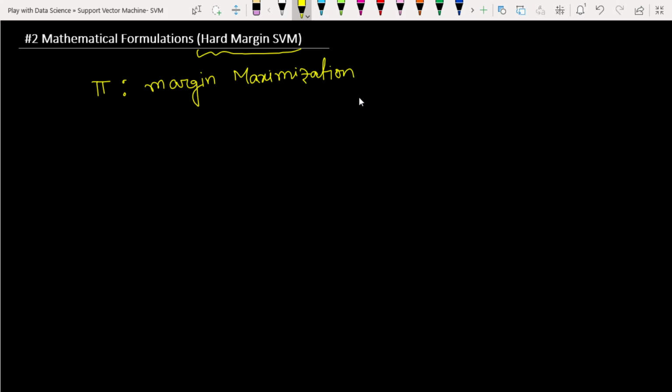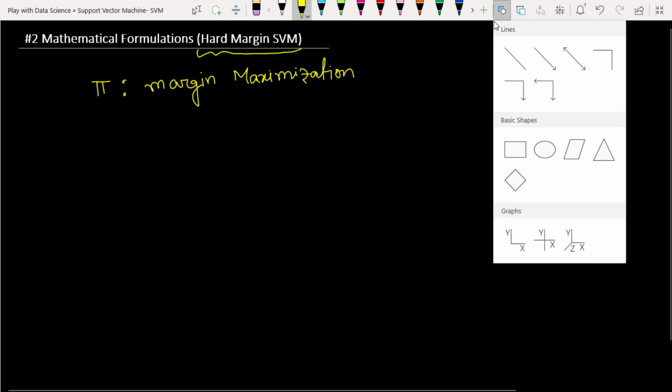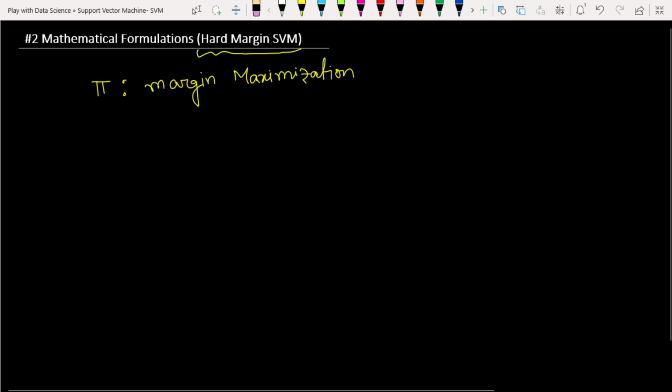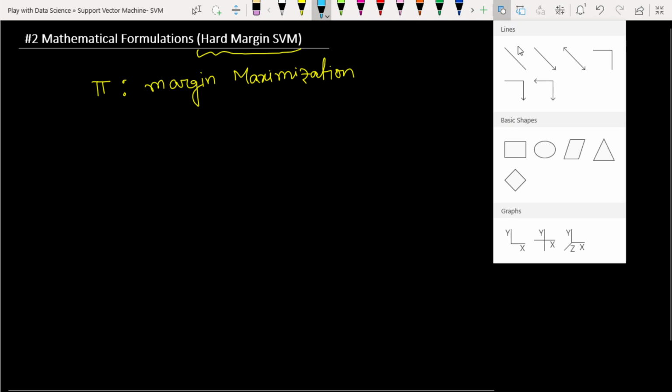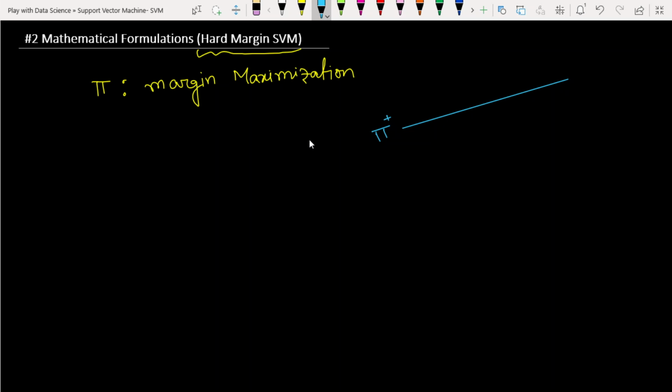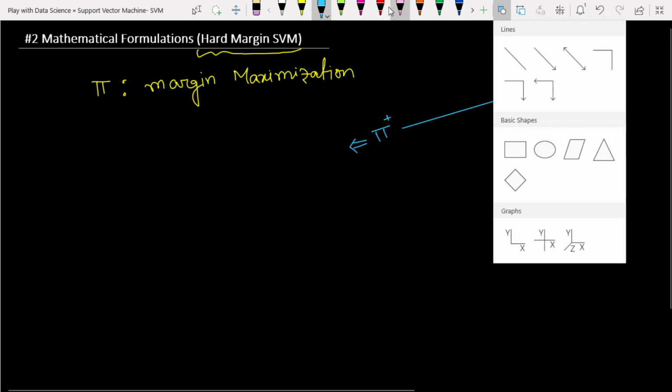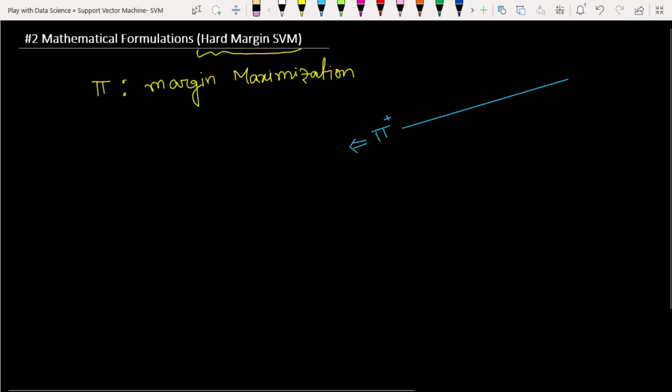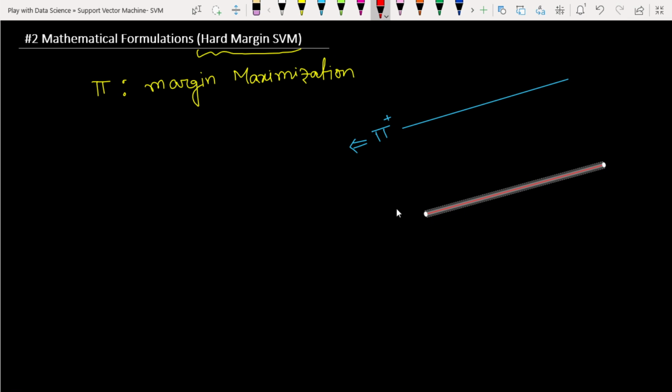Okay, so first let me redraw the geometrical picture. I think it will be better for understanding. I am using the blue ink for our positive points. So this is our pi plus plane. If you remember, we have taken the equations of these planes. First let me draw this, then I will discuss one by one. And I am using the red color for our negative points, and this is our pi minus.